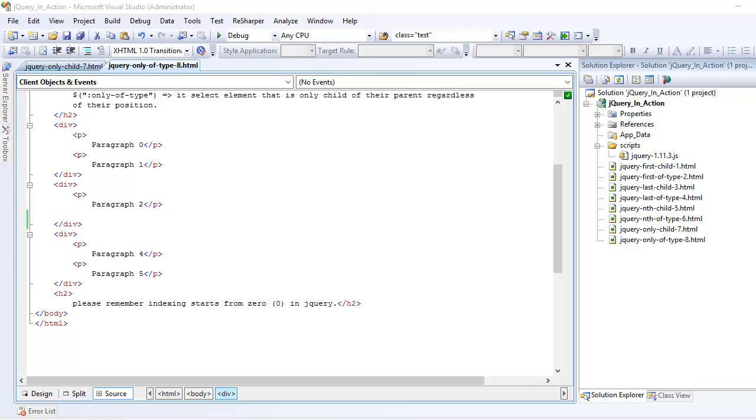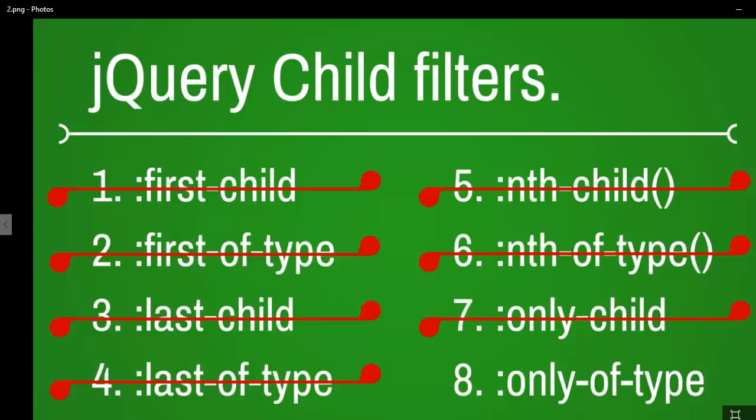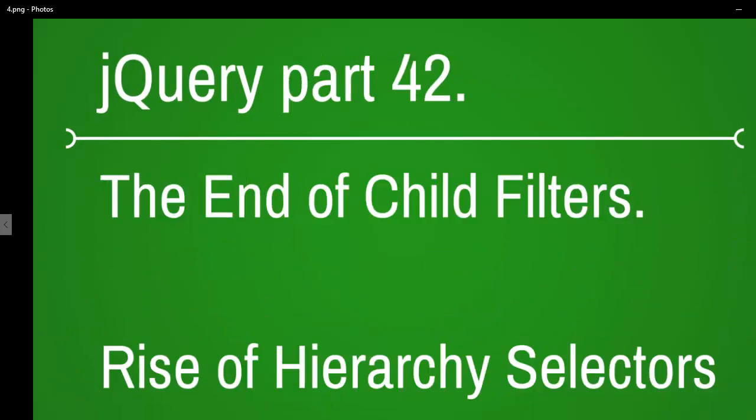I hope this helps, and you got the difference between only-of-type and only-child. So we are done with the child filters, and up next we're going to start with the hierarchy filters.